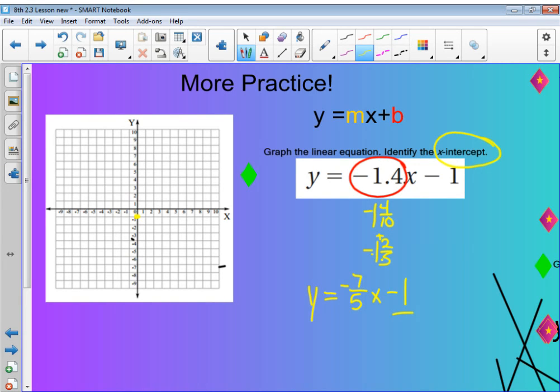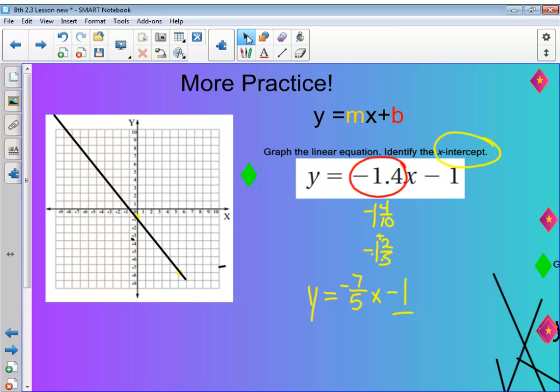So I'm going to go down 7: 1, 2, 3, 4, 5, 6, 7, and over 5: 1, 2, 3, 4, 5. So there's my second dot. Okay, so I'm going to go ahead and put my line through this. And hopefully, bear with me because I have to straighten out my line a little bit. It should fall through one of my numbers there on the x.